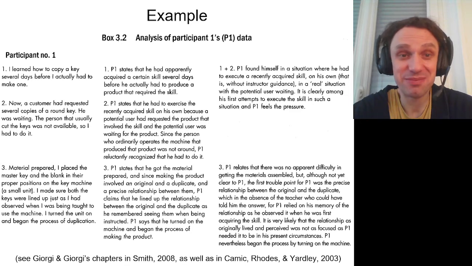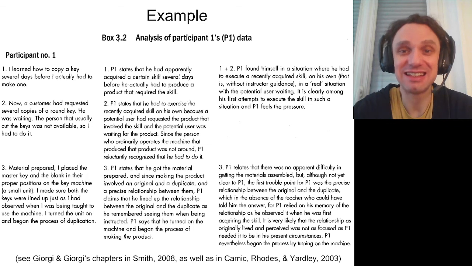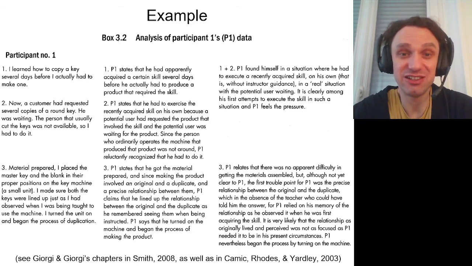And then the second step, after you read through this text, is to split it into fragments and explain what happens in each fragment. So for the first fragment, "I learned how to copy a key several days before I actually had to make one," you say participant 1 states that he had apparently acquired a certain skill several days before he actually had to produce a product that required the skill.